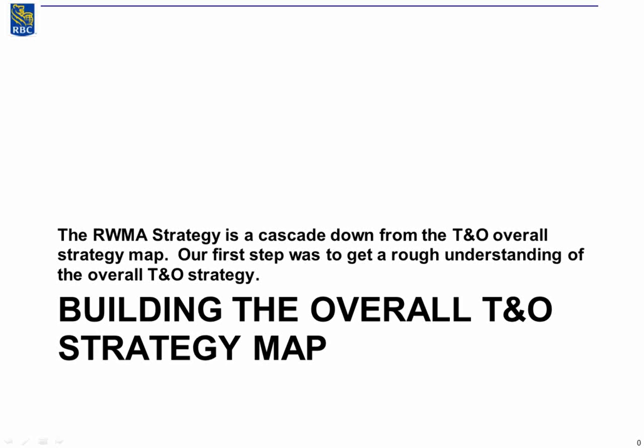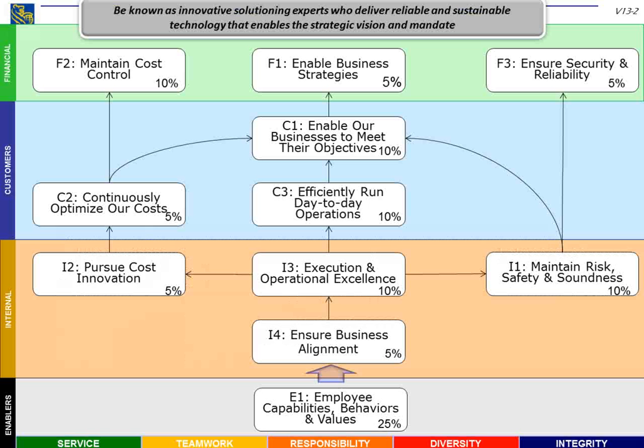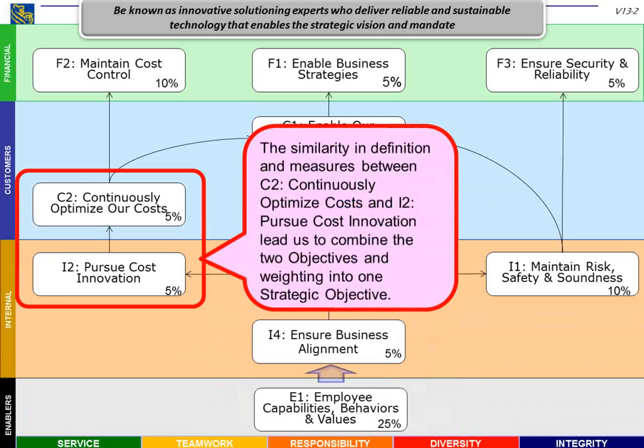Based on the work that the team did with the strategic objectives, critical success factors, goals, definitions, and measures, they've come up with some recommendations to adjust the strategy map. As a reminder, we started off with a strategy map that looked a bit like this. Now their first concern was on the left-hand side. They felt that C2, continuously optimize our costs, and I2, pursue cost innovation, were in fact the same objective.